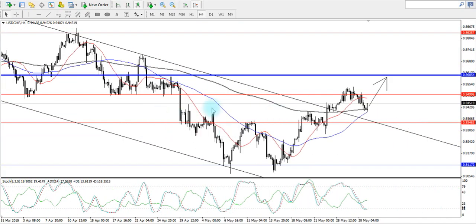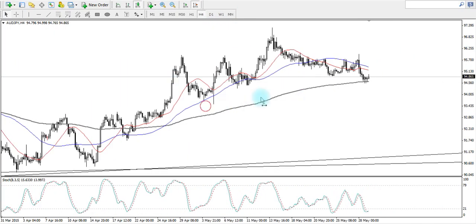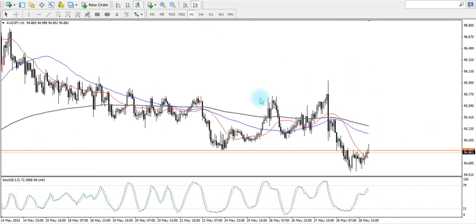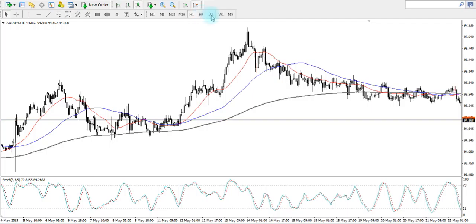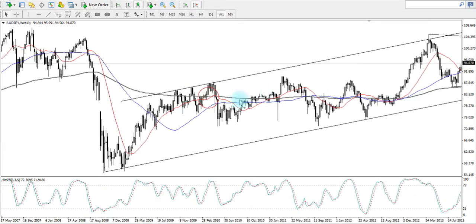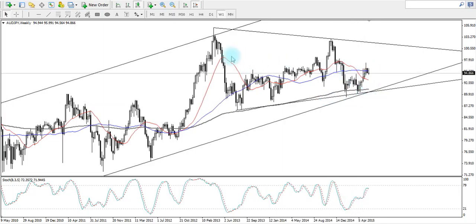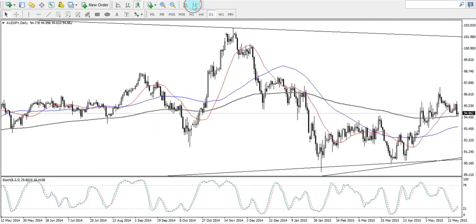And last but not least, I would just like to touch on the Aussie against the Japanese yen. Right now, price as we see is being supported at the 200 moving average. So it is quite a pretty clear-cut thing. In the weekly chart, we have the rising trend channel, and price is being supported at the bottom and beginning to rebound off. So we are expecting price to appreciate much higher, in fact.